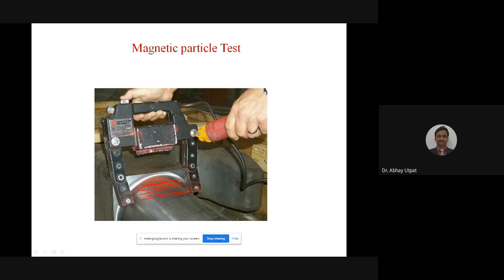So if there is any presence of crack in between, I will take some different color. If the crack is present in this way, which is perpendicular to the magnetic field, that can be detected. I repeat once again, in this case of magnetic yoke, the magnetic field is passed directly from here to here. So this crack is detected. If the crack is in this position, it will not be detected. So only perpendicular cracks.